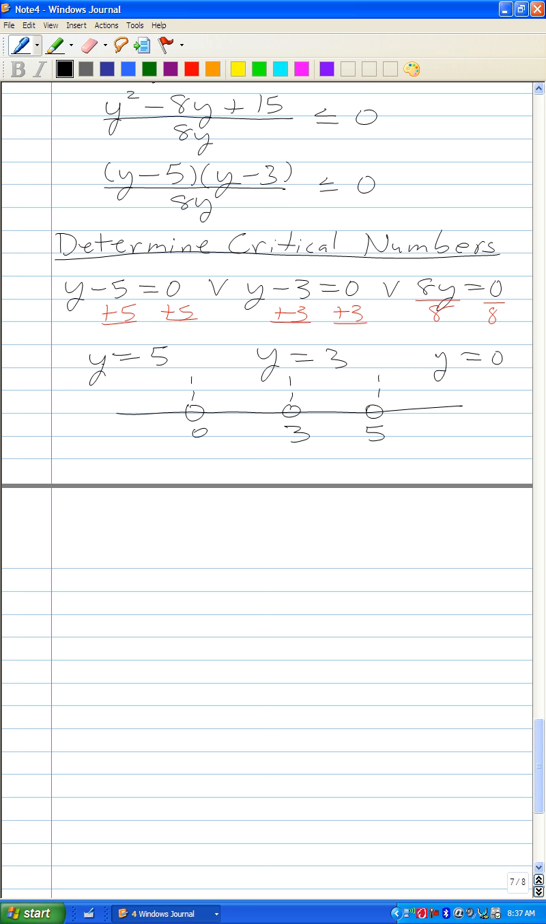Let's take a number greater than 5. Let's say 6. If I replace y by 6, this is positive, positive, positive. Positive times positive divided by positive is positive. The multiplicity of the root at 5 is 1, which is odd, so alternating sign. The multiplicity of the root at 3 is odd, 1, so alternating sign. The multiplicity of the root at 0 is 1, which is odd, so alternating sign. We want this to be less than 0, so I'll fill in the negative.